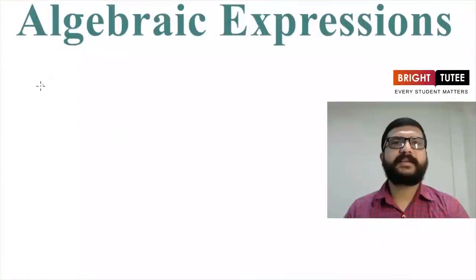Hello students, in the previous session we have seen how an algebraic expression is formed, and then we have seen what are the terms of an algebraic expression, and then what are the factors of a term of an algebraic expression, and then we have seen how to find coefficients of any term in an algebraic expression. Now in this session we are going to discuss like and unlike terms, and then we'll try to classify different expressions based on the number of terms.